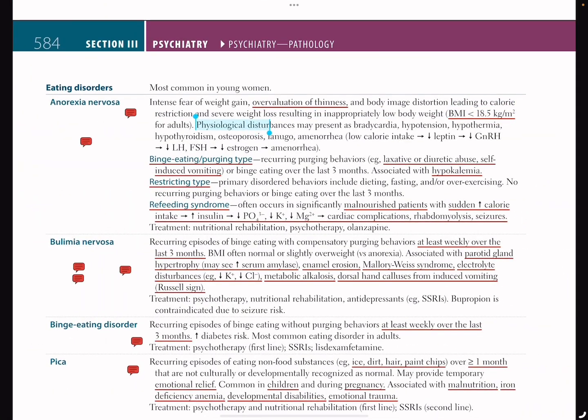Physiological disturbances may present as bradycardia, hypotension, hypothermia, hypothyroidism, osteoporosis, lanugo, amenorrhea, low intake, decreased leptin, or decreased GnRH, decreasing LH and FSH, decreasing estrogen leading to amenorrhea. Binge-purge type: recurrent purging behavior, laxative or diuretic use, self-induced vomiting or binge eating over the last 3 months, associated with hypokalemia. Okay.